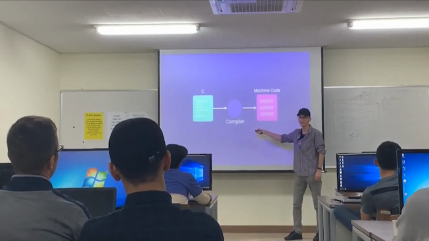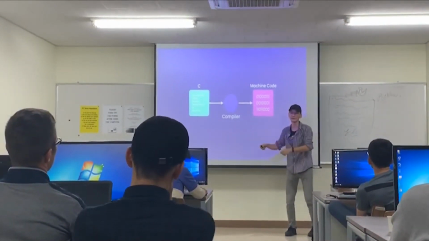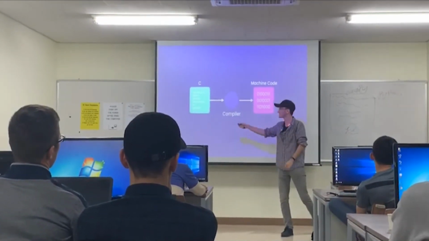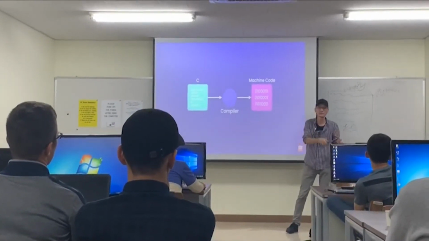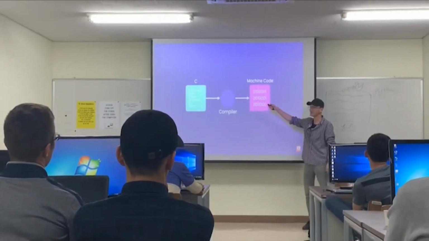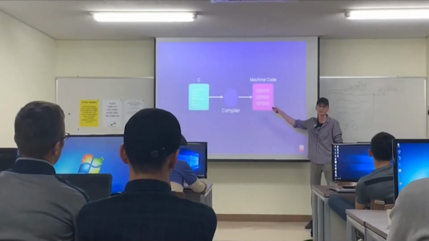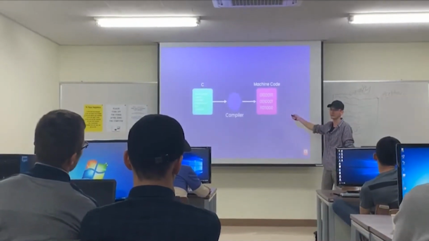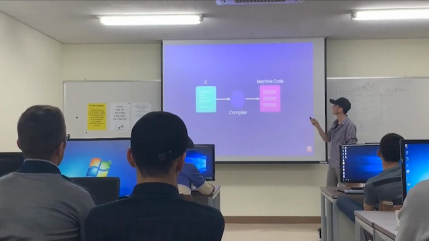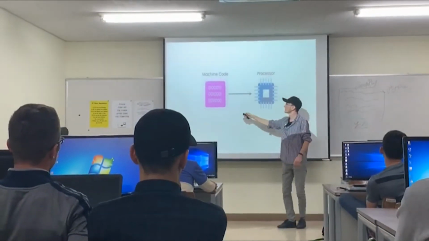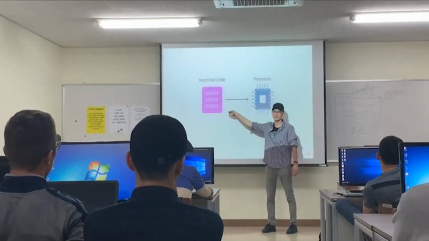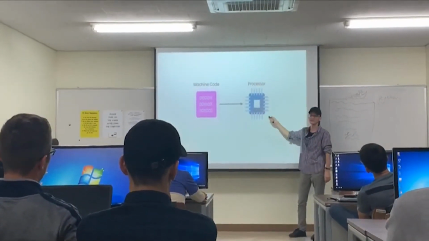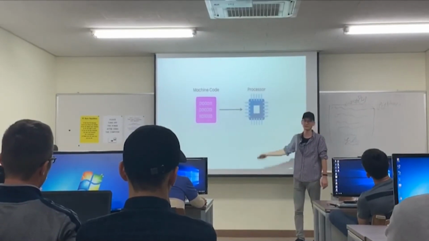The compiler will take our code and compile it into machine code. It will translate this code into machine code. The computer can understand only 0 and 1. You know that. So we translate it into this binary code, and now the processor can understand it and can do the instructions.